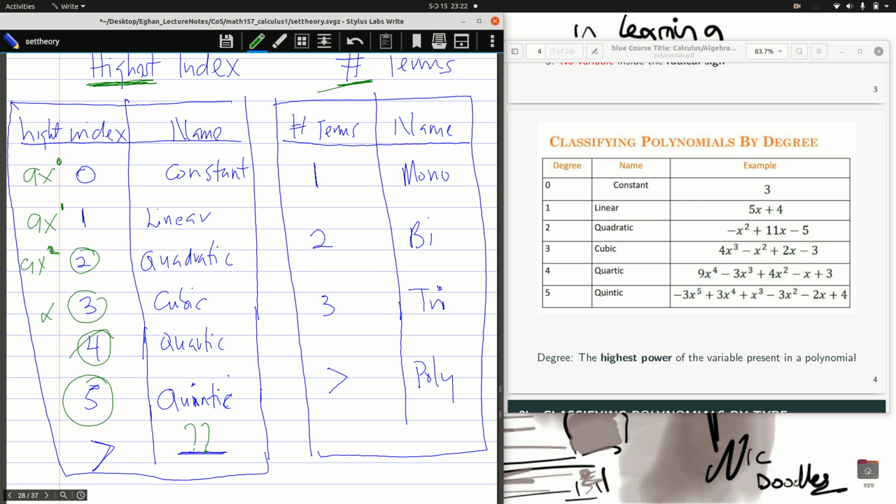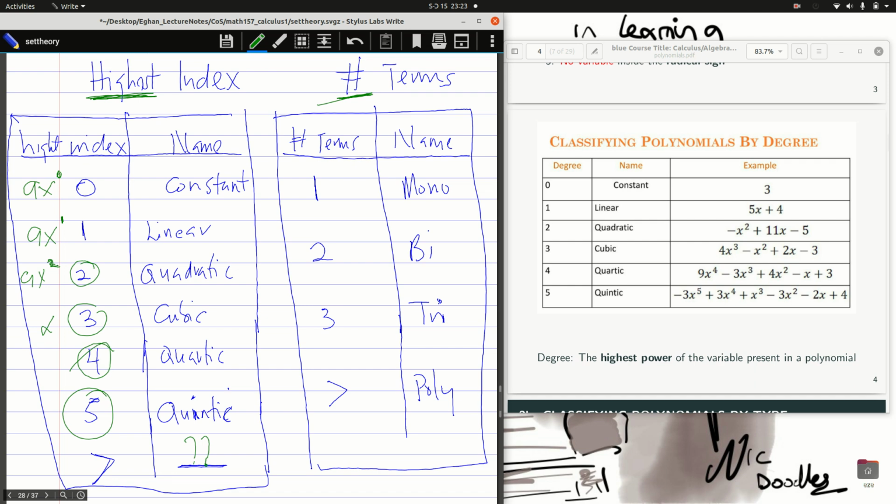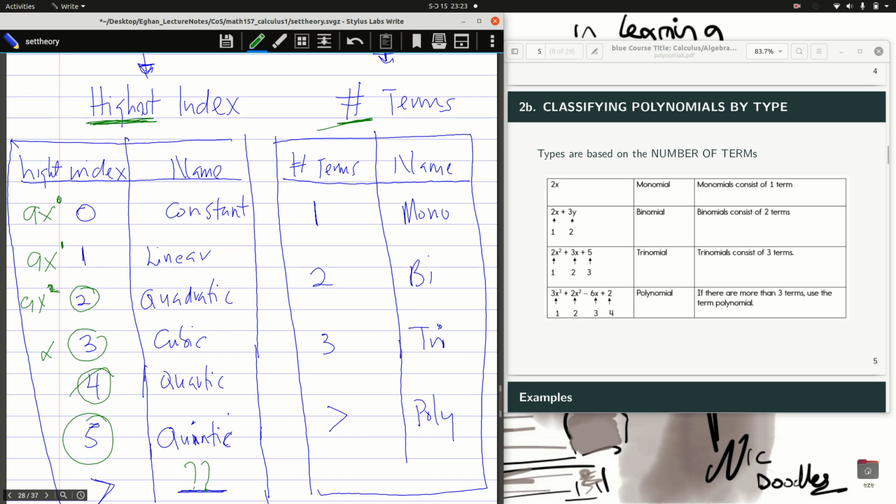So look at the table in slide 4. The examples are given. Why is it quintic? Because the highest index is 5. Why is it quadratic? Because the highest index is 2. Why is it cubic? Because the highest index is 3. You know what index are? The exponent.